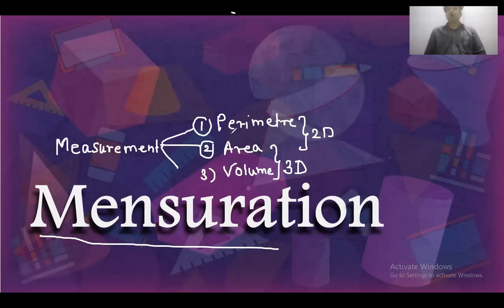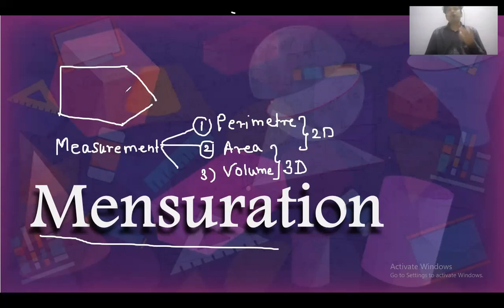So let's see what we mean by perimeter, what we mean by area, and what we mean by volume. Let's take a practical example. Suppose a farmer has a farmland of some shape like this. Now, suppose that farmer wants to do a fencing of this farmland in order to protect it from the wild animals. So first of all, what will he need? Obviously, he will need fencing cable to fence the boundary.